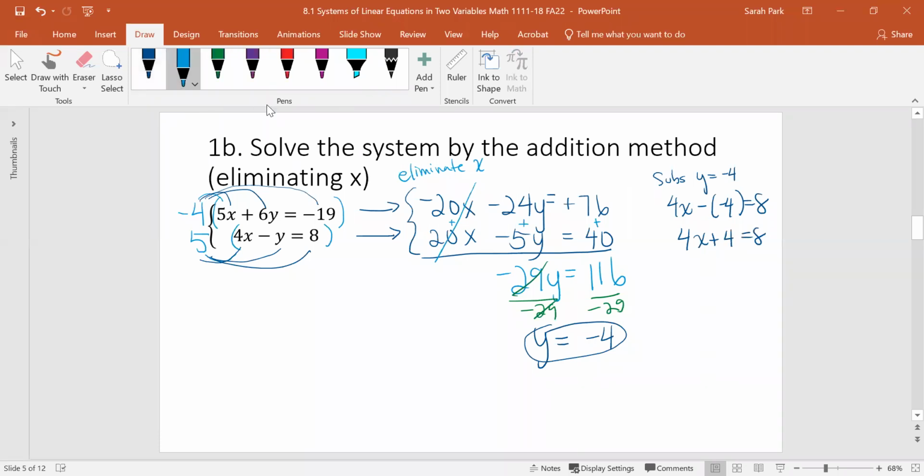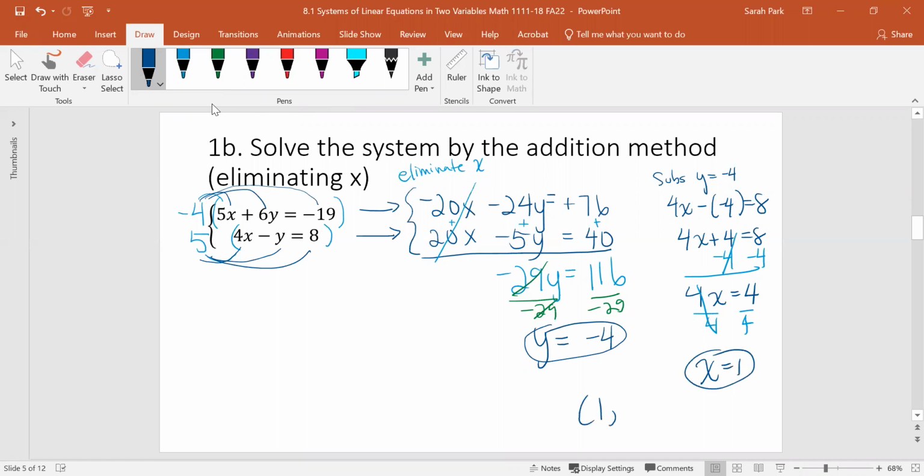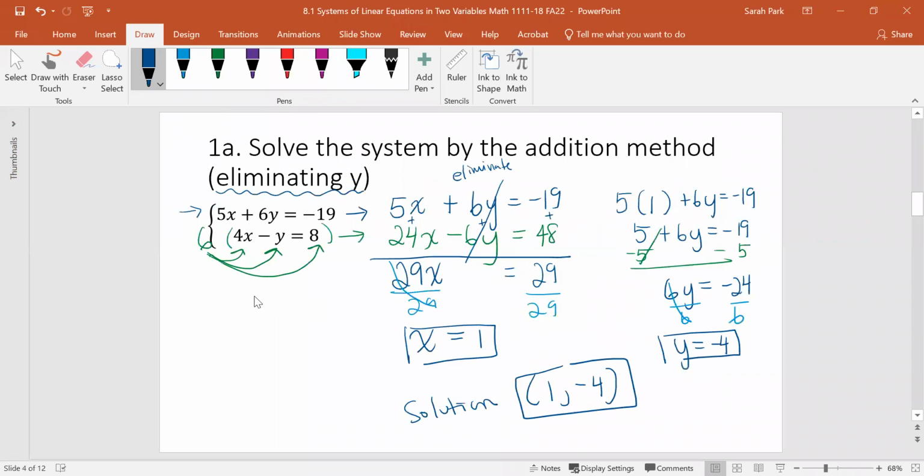Let's take away the 4 on both sides of the equation. 4x is equal to 8 minus 4, which is 4. And then we divide both sides by 4 and get x is equal to 1, which is 1 comma negative 4, which is the same exact solution that we had gotten doing the other way, eliminating the y.